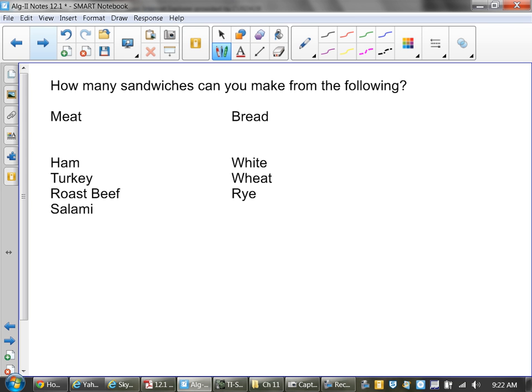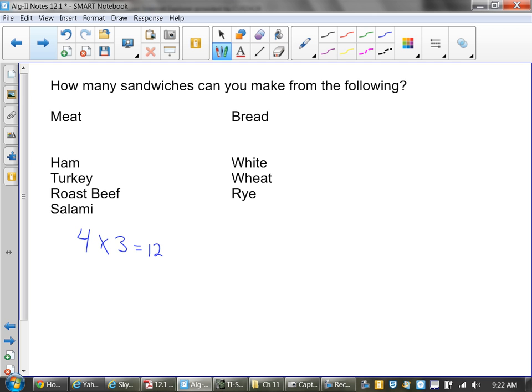Well, it's not that. It's 4 times 3. Why? Because you have 4 different kinds of meats that can go with 3 different kinds of bread. So if one kind of meat would have 3 options, the second kind of meat would have 3 options, and then the third kind of meat would have 3 options, and then the fourth kind of meat would have 3 options. You add up all those. So you've done a little bit of this before.